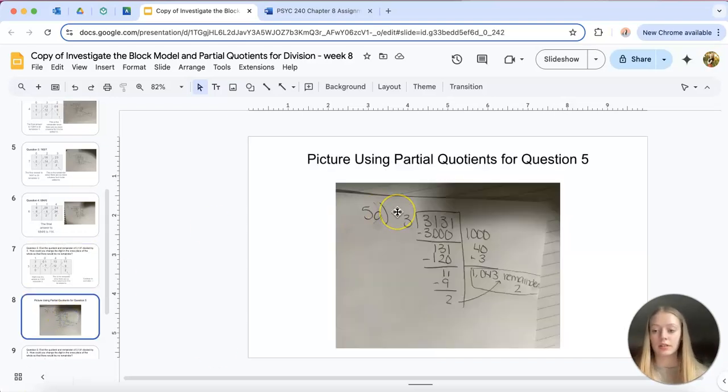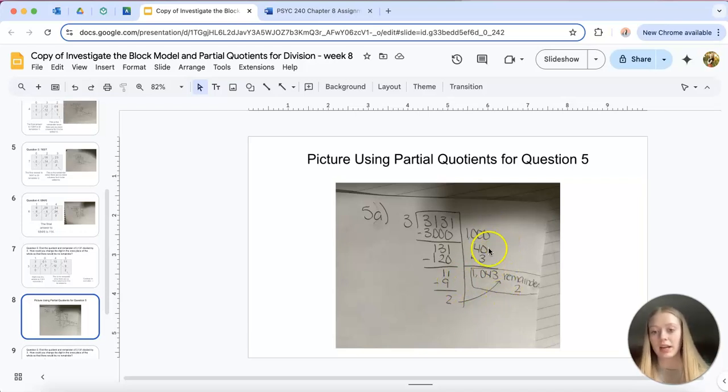And then moving on to the next slide, this is using partial quotients for how I got that. So I took 3 times 1,000 to get us to 3,000. And then I knew 40 times 3 would get us 120, since 4 times 3 is 12, and then you just add that extra 0. And then when you subtract it out, we're left with 11. And then 3 goes into 11 3 times, so then that's 9. 3 times 3 is 9. 11 minus 9 is 2.